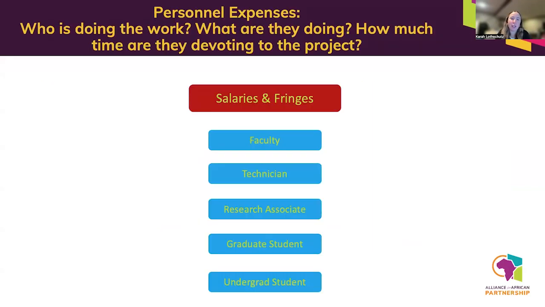So typically, one of the first categories of a budget is the personnel expenses. Who is doing the work? What are they doing? How much time are they devoting to the project? This is generally salaries and fringes. Underneath that, it can go deeper into faculty, technician, research associates, grad students, and also undergrad students.